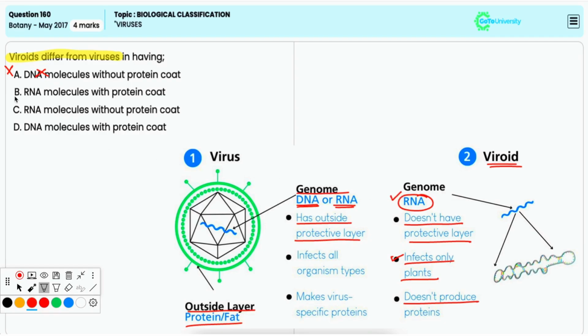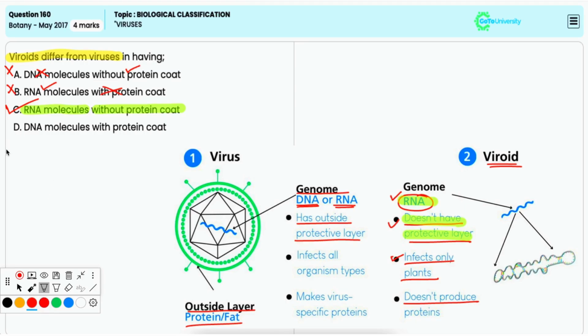Option B, RNA molecules with protein coat. It is also incorrect because protein coats are absent in viroids. Option C, RNA molecules without protein coat. Now, viroids, as already stated, consist of circular RNA molecules and they do not have a protein coat. And this feature distinguishes them from viruses. Hence, it is the correct option.